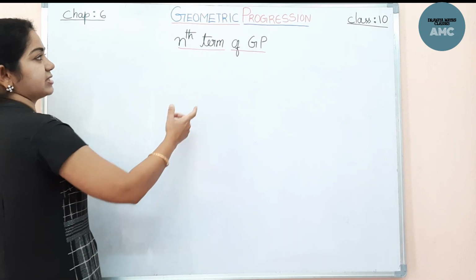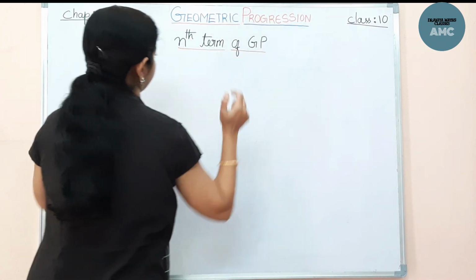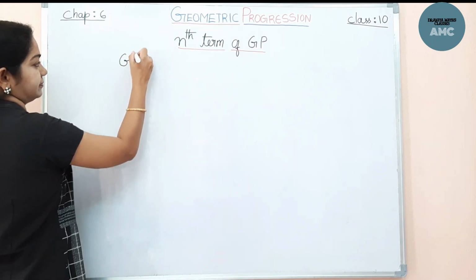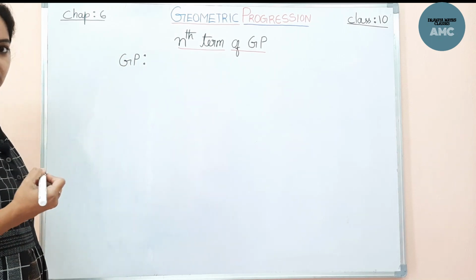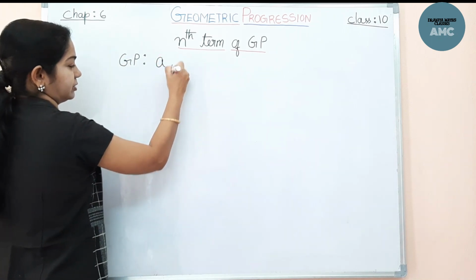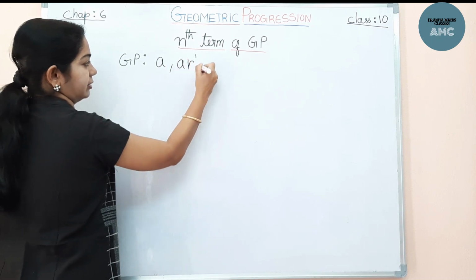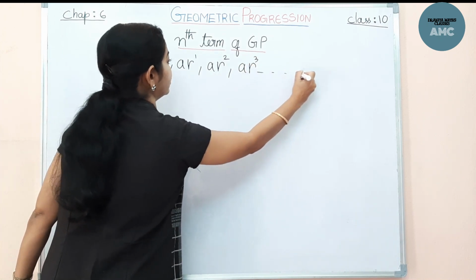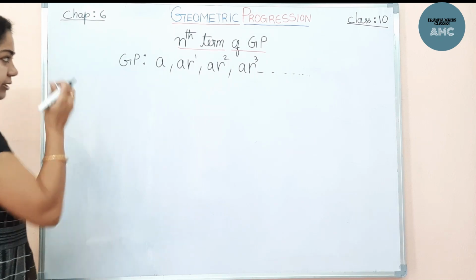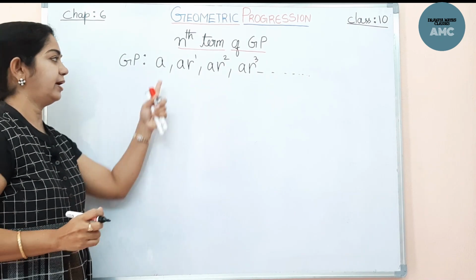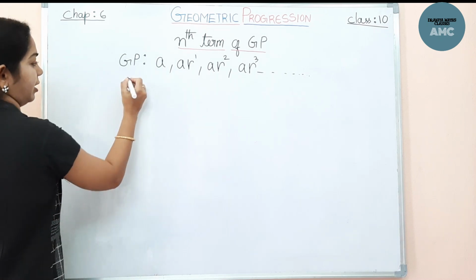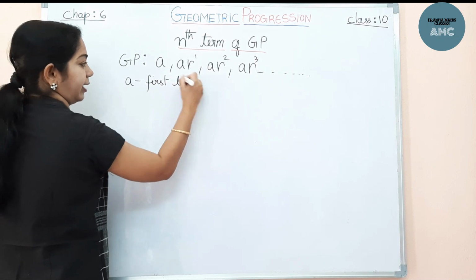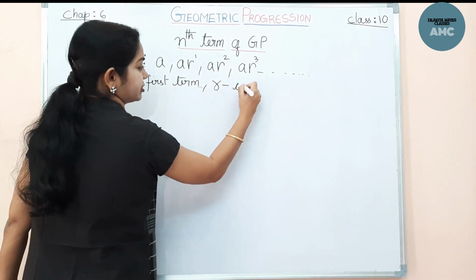Now, in the previous class, we talked about the geometric progression. How is the general form of geometric progression? We discussed it in the previous session. I'll note it down: A, AR, AR square, AR cube, and so on and so forth. This is the general form wherein A is the first term and R is the common ratio.